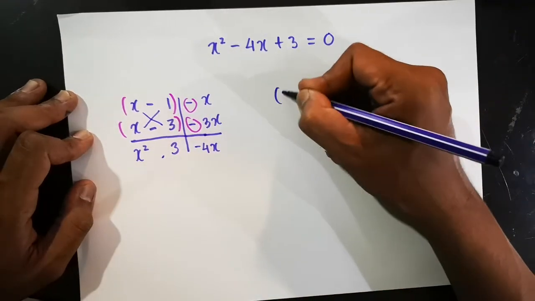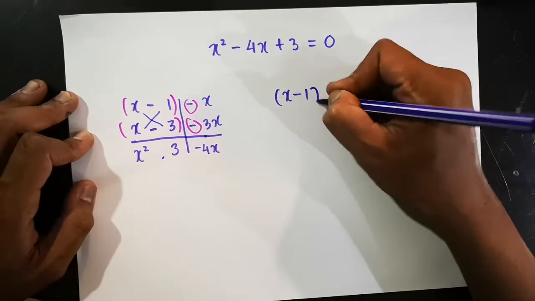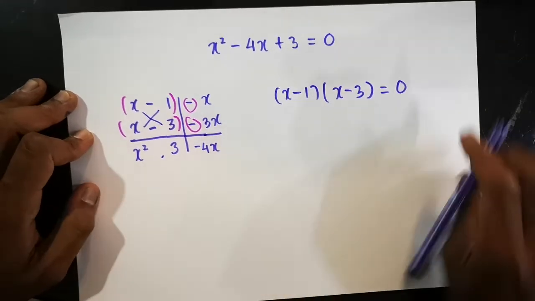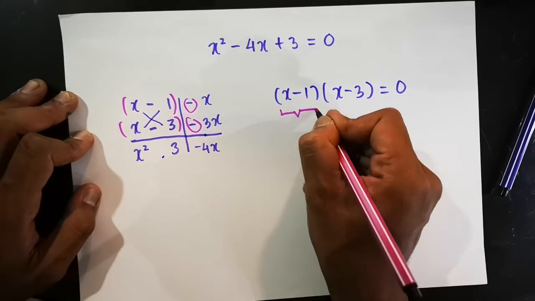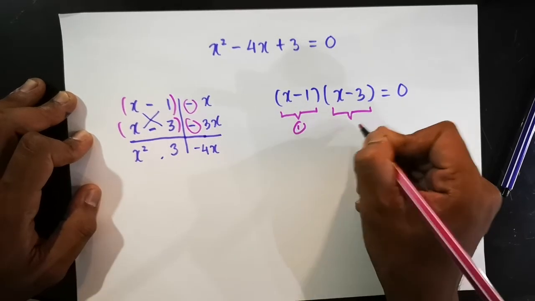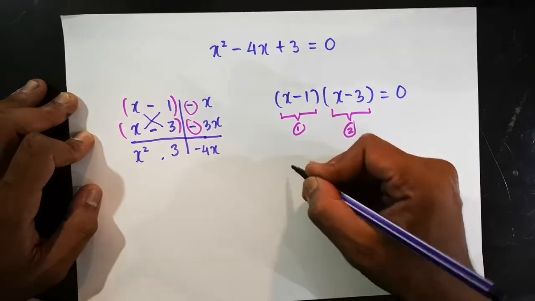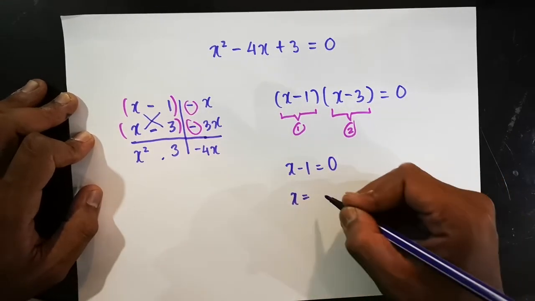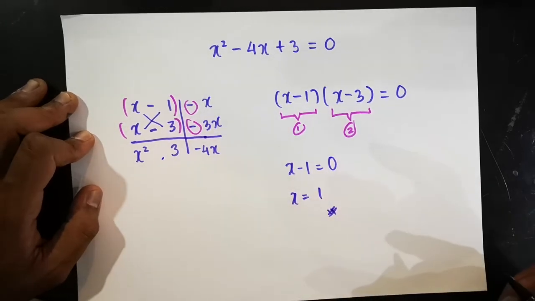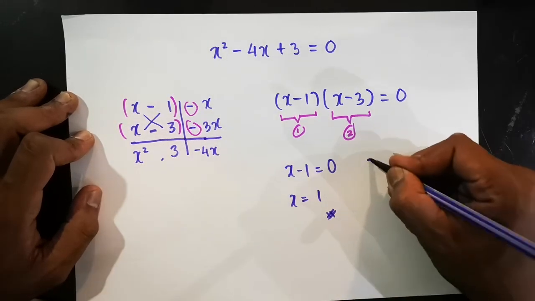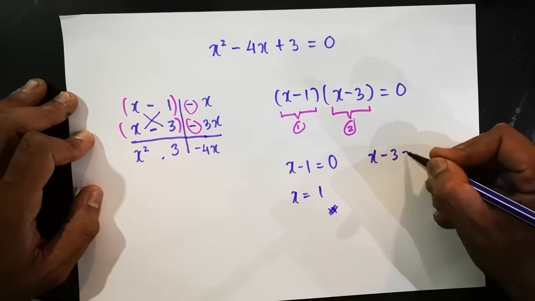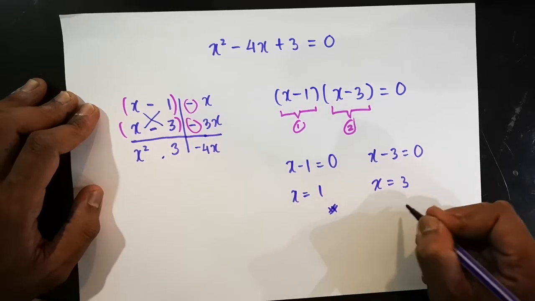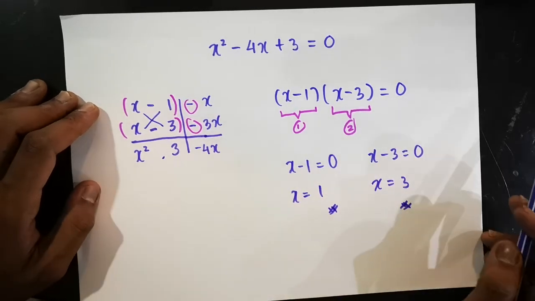So what we have now is like this: x minus 1, x minus 3 is equal to 0. Okay, so this has become your first term, and this has become your second term. So x minus 1 is equal to 0, x is equal to 1. This is your first answer. The second term, x minus 3 is equal to 0. So I bring over the negative to one side, I will get x equals 3. So x equals 3 will be the second answer.